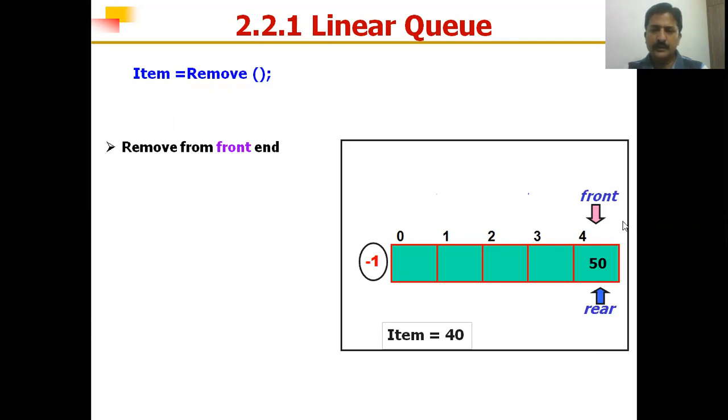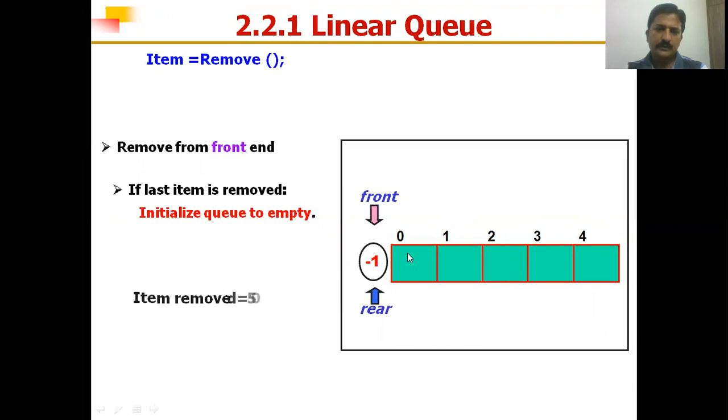So this is your condition. When front and rear have only one element, you have to set the queue to empty if you call the remove operation. So how to set it to empty? Both should become -1. So here you can see, if the last item is removed, initialize the queue to empty. So this is the last item. How to initialize? Front and rear both should be set to -1. So the queue has become empty now, and the last element is removed.